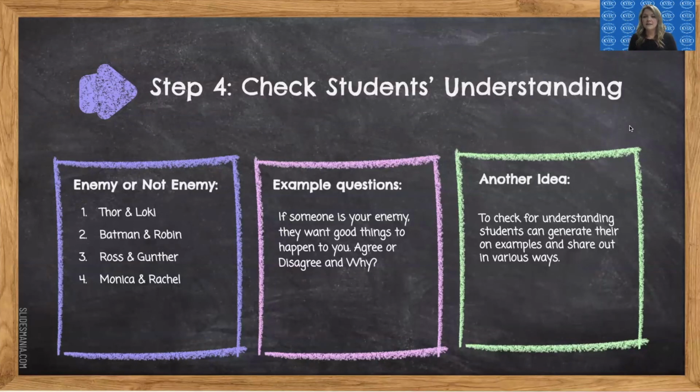And then the last idea that you could do is have them generate their own examples or share out. So at the beginning, I gave them examples of Batman and Robin and Ross and Gunther. Okay, you give me an example. Give me an example of enemies. Okay, now give me an example of not enemies. And if they can give you examples and they're correct, then you know that they understand that concept. They can write it, or they can share out in a group, or however you want to do that. And that's always fun.